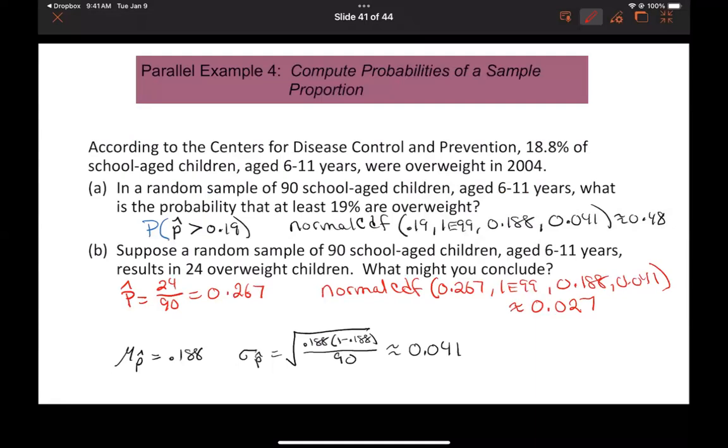So you're just kind of drawing your own conclusions here. What might you conclude? Because this is clearly unusual. It would be unusual to get this sample.